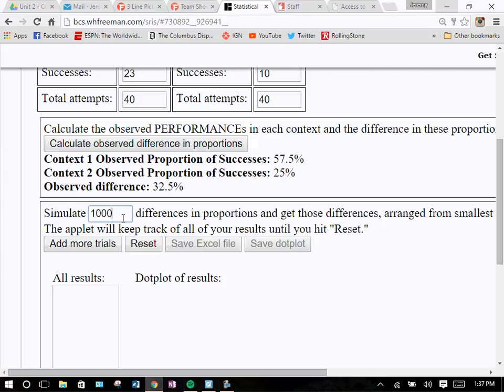You can pick any number that you want. You just want it to be really big. So you can pick 2,000. You can pick 10,000. The larger the number, the more accurate your data. All right. So now you're going to hit add more trials.